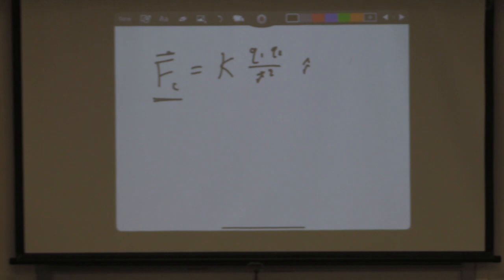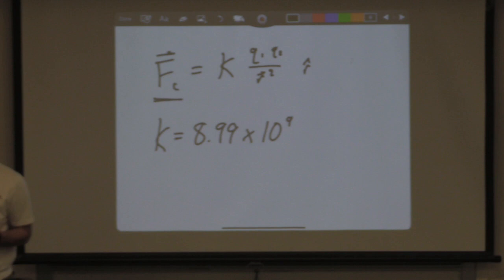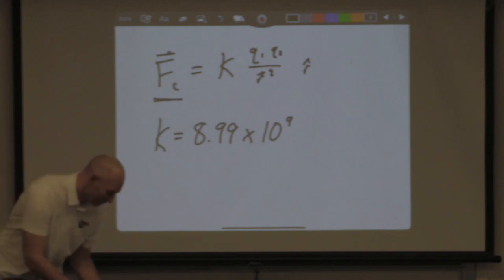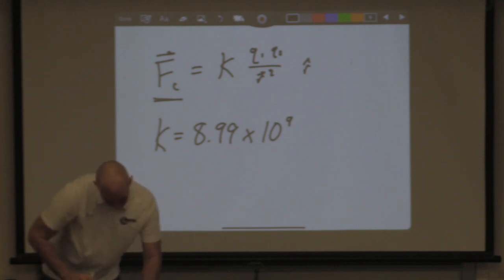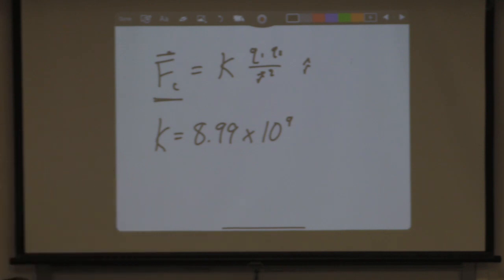K is the K constant. K equals 8.99 times 10 to the 9th, I think. Double check that for me. Yeah, I have it in my notes. I'm going to make Siri tell me. Yep, 10 to the 9th. Newton meter squared per Coulomb squared is the unit for it.